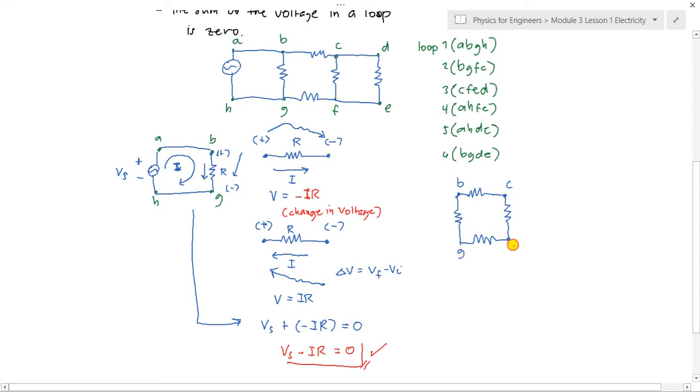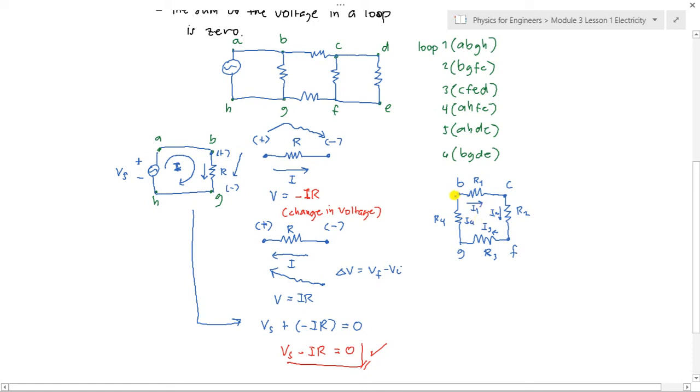So G and F. Let's say I have here a current. This is R1, R2, R3, then R4. So we have I1, then I2, then I3, and I4.